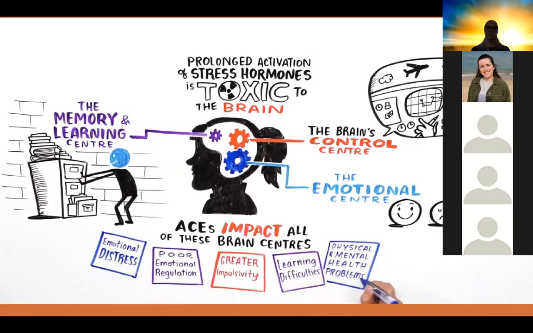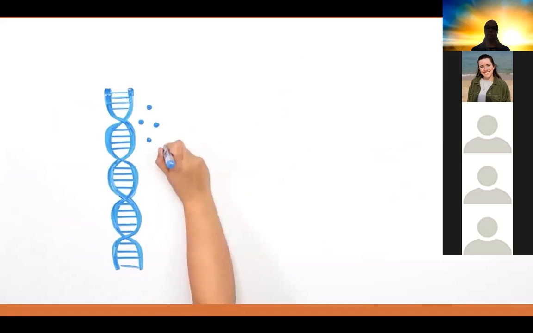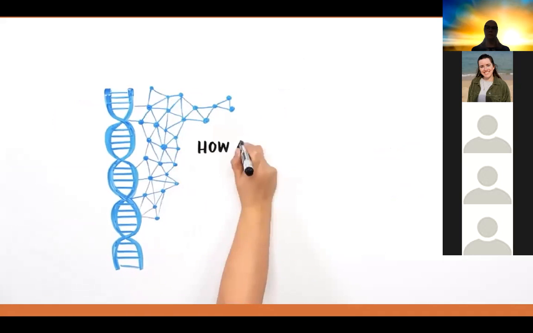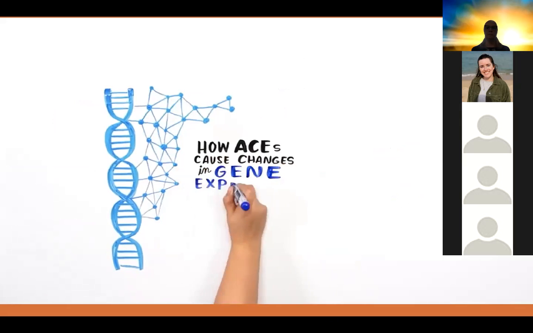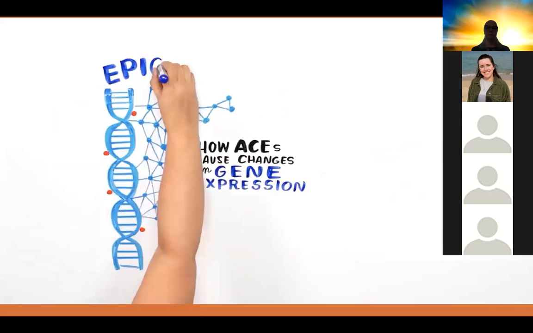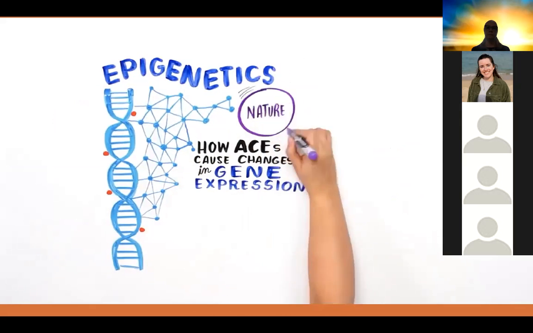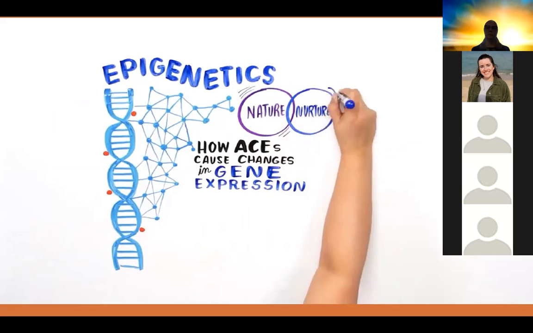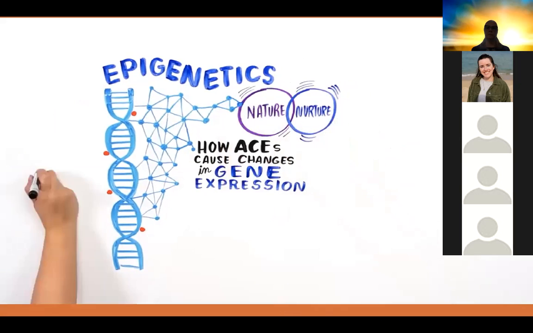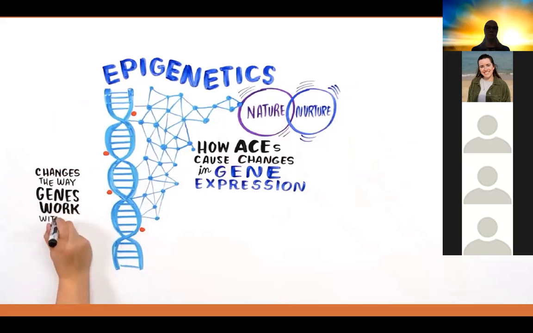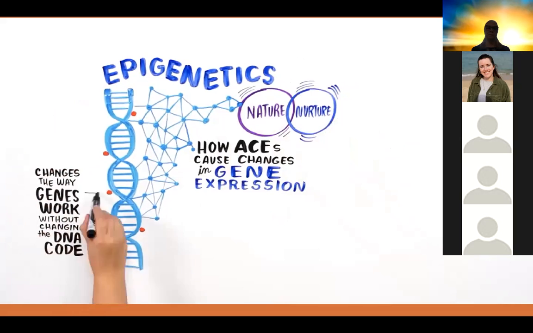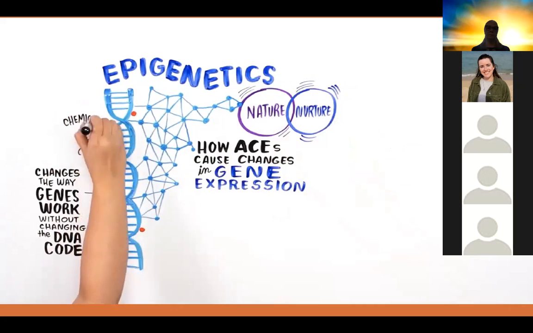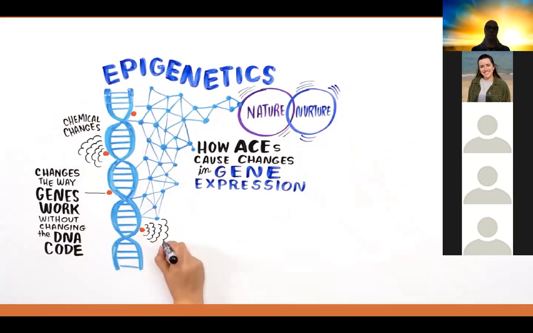More recently, science has begun to look at how ACEs cause changes in gene expression through a process called epigenetics, which helps us understand how nature and nurture interact. Epigenetics causes changes in the way genes work without changing the DNA code itself. This occurs through chemical changes influencing how the code is used.